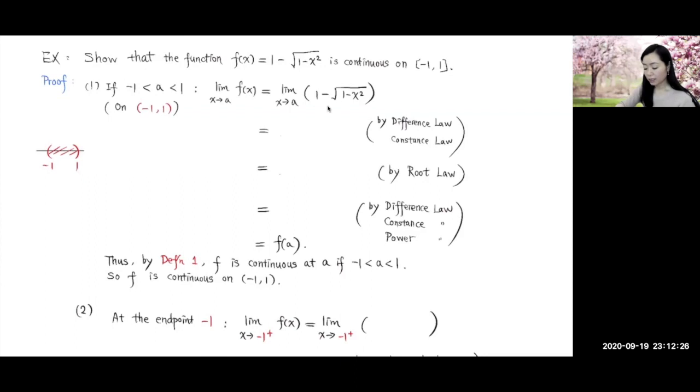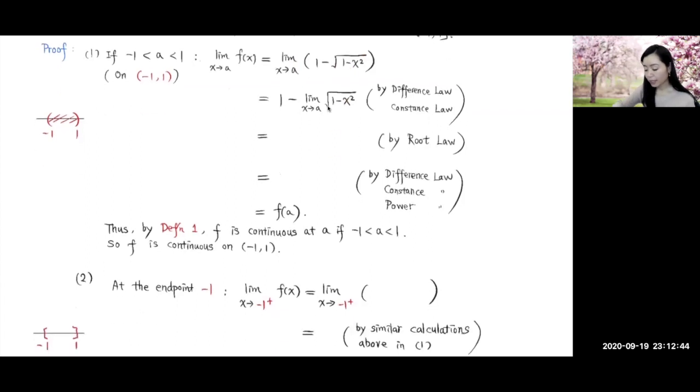Now, by the difference law and the constant law, we can rewrite it into 1 minus the limit of the square root of 1 minus x squared. And now by the root law, we can take this root and bring the limit inside this root. Because square root is a continuous function, you can bring this limit inside this square root. So this is the square root of the limit of 1 minus x squared by the root law.